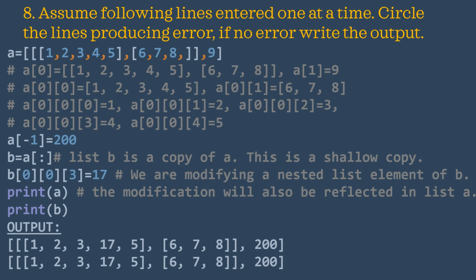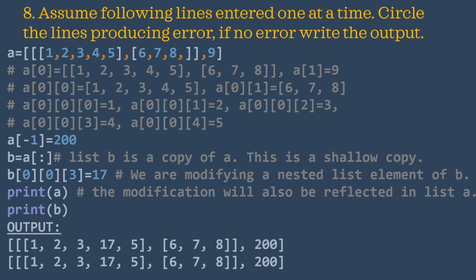And A of -1 is equal to 200. That means you are assigning 200 at the last index position of the list A. Now B is equal to A colon. That means this is the way one list is copied into another list, as I have discussed earlier. So this kind of copying method is called a shallow copy.